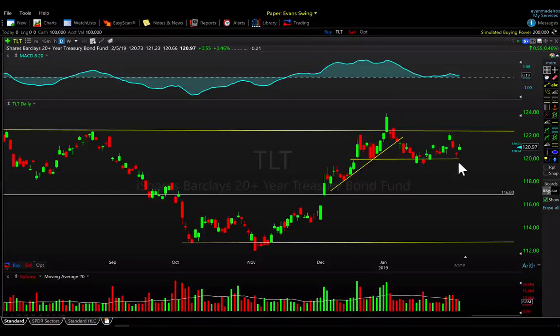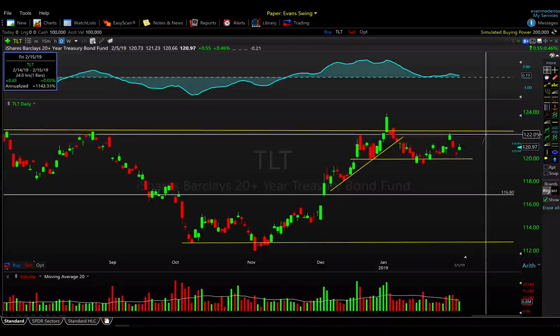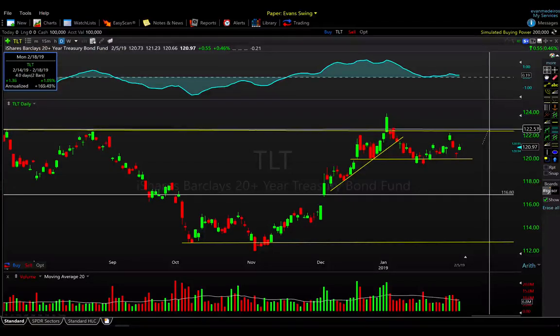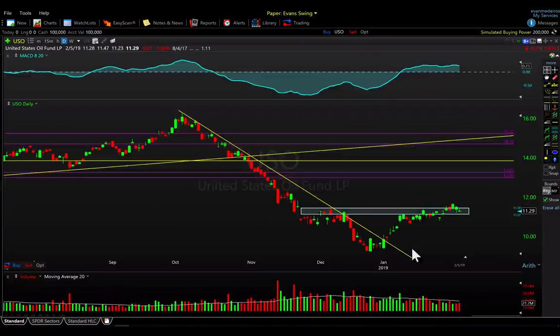You can see TLT still just comfortably moving sideways, which I, for one, am happy with, because this to me is setting up for a range expansion, if you will. Yet to be seen whether or not that's to the downside below 119 and change, or if it's going to be to the upside of 122.50 or so. But it is certainly worth watching here. A little bit of uptick in volume over the past 3 or 4 sessions as well. So interesting to note, but I'm watching this range. Nothing to do at this point for me until we start to get some resolve.